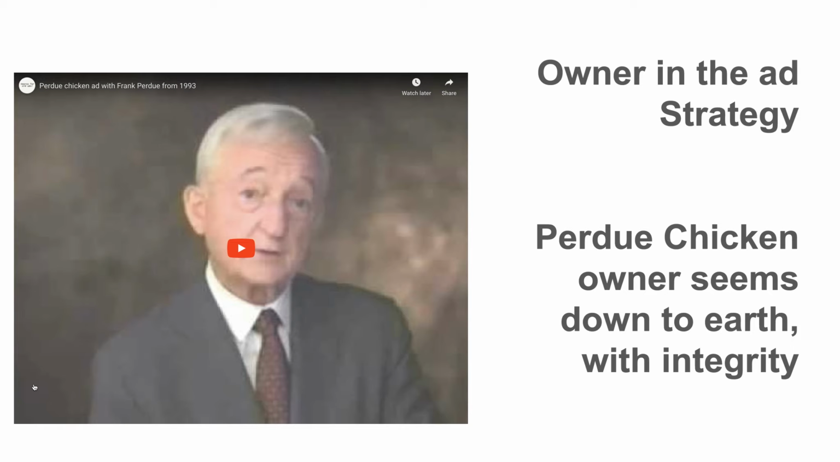In this particular ad, they're talking about how it takes a tough man to make a tender chicken. And who you're seeing in the ad is Frank Perdue, who is the owner of Perdue Chicken. He seems kind of down to earth, and he has integrity and all of that. But I will tell you that in the advertising world, there's an old joke that says the only last resort should be to show the client's face. So don't show the client's face as much as possible. This guy somehow made it here. So have a look.